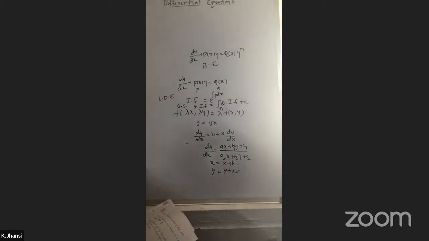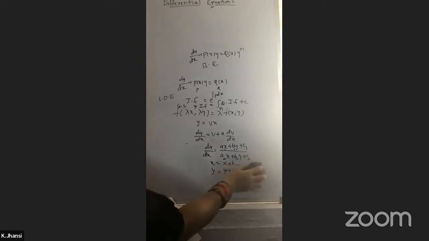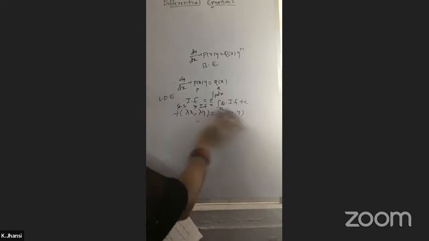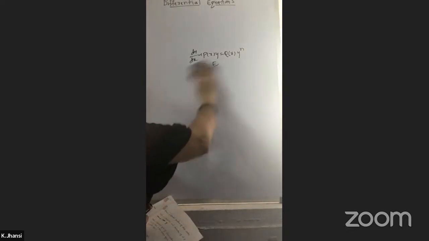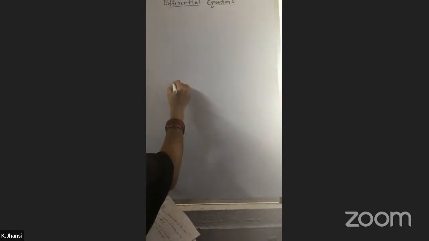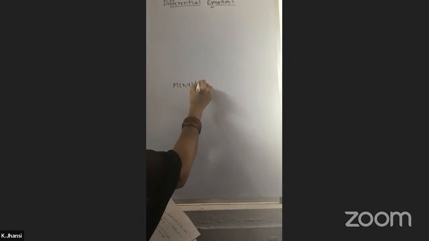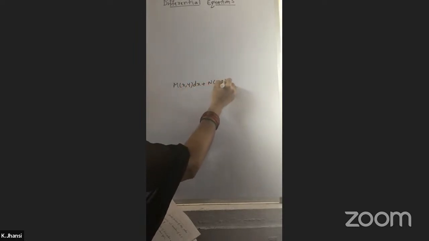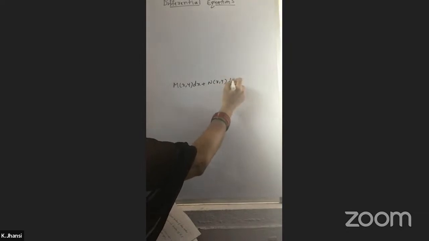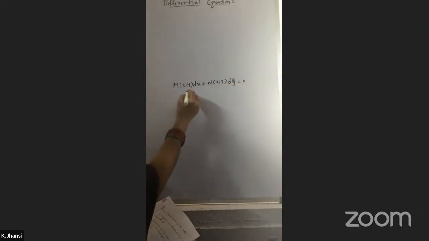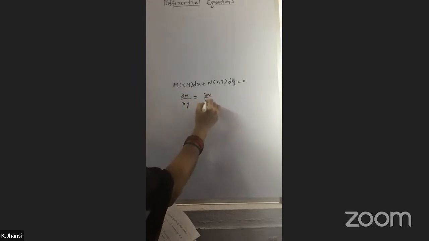And the last one, the 6th one, is the exact differential equation. This is also an important one. In this one method, almost all the problems will be there. Here also the integrating factor will be the main important one. The differential equation will be in the form of M of x comma y into dx plus N of x comma y into dy equals 0. Whenever we find the partial derivatives, dou M by dou y and dou N by dou x.